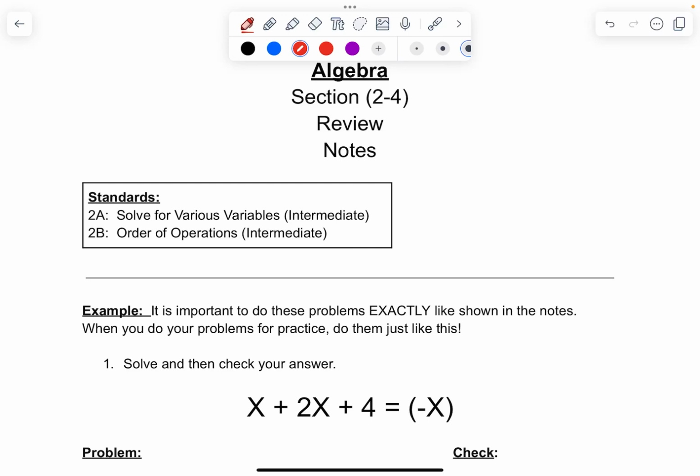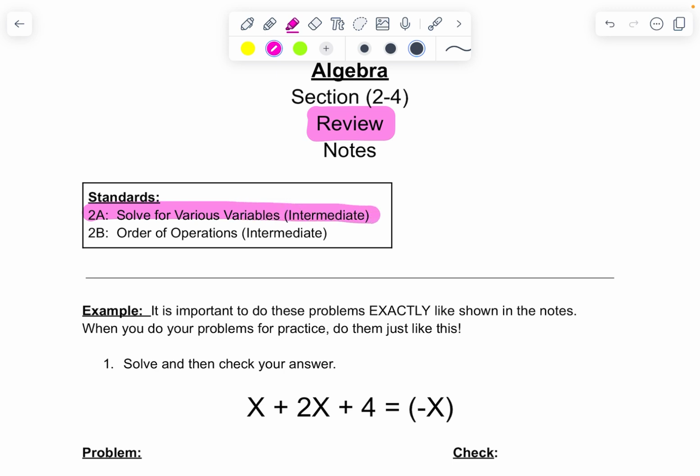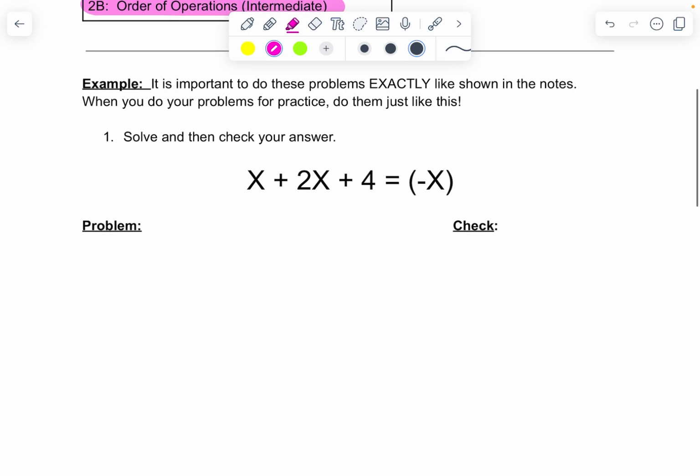Right, this new section is essentially a review of what we've done before. So combining like terms, dividing when we get there and when it's needed. We're still solving for various variables, intermediate, and we're still doing order of operations, intermediate. So let's move down and take a look at the first problem.